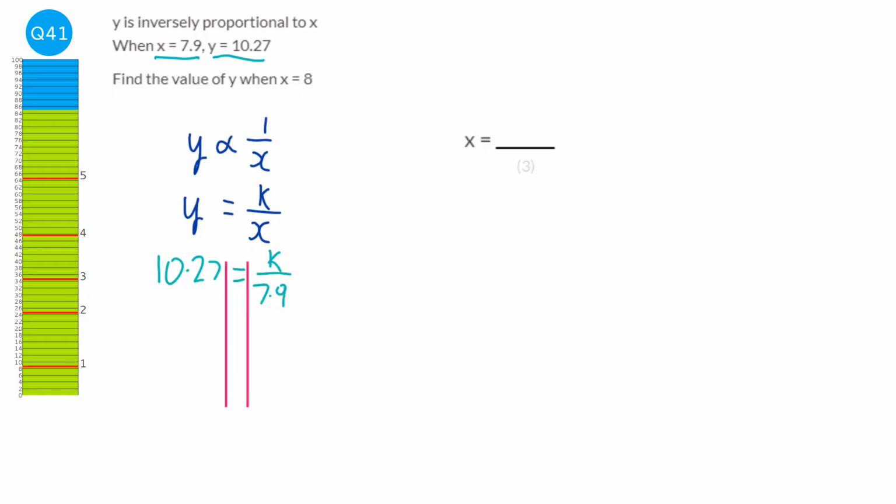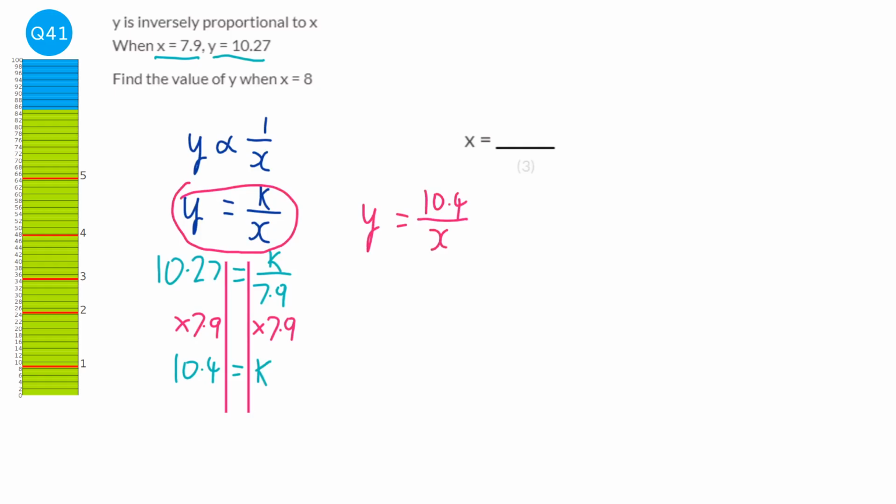I'll do a bit of simple solving by multiplying both sides by 7.9. When I do that, I get that k is 10.4. So let's rewrite our equation we wrote here, but this time with our k value in, which is 10.4. And we're asked to find out what y is when x is 8. So we just do 10.4 divided by 8. And when we do that, we get 1.3.